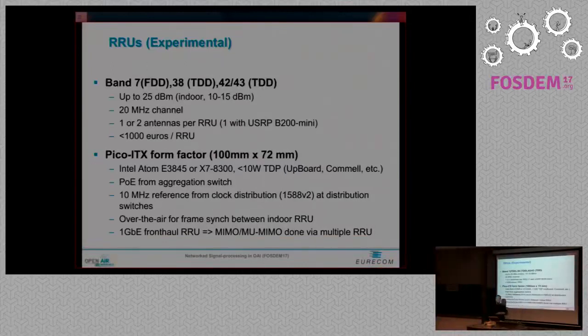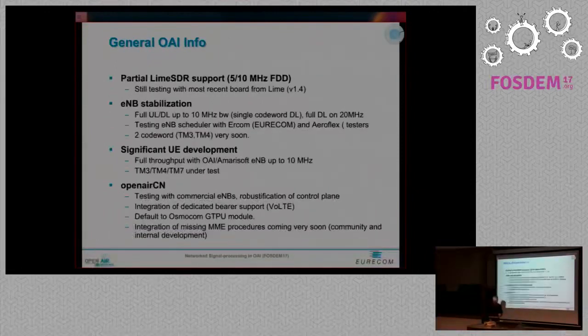I don't know if people know what that is. That's a very small Intel architecture, the size of a Raspberry Pi. Right? And that's running enough signal processing to implement the radio unit. And the rest of the stuff is running in the cloud. This is something we're in the process of deploying now. We have an order with Ettus for 50 B200 minis to do this. So just very quickly, general information.